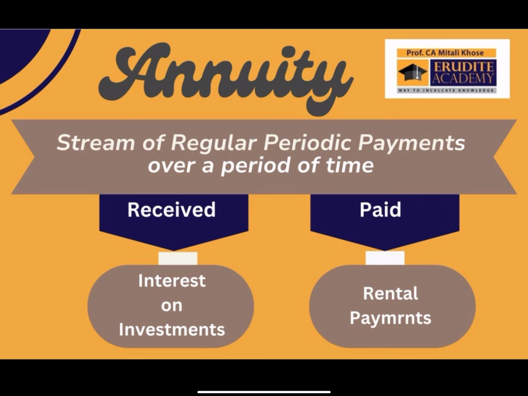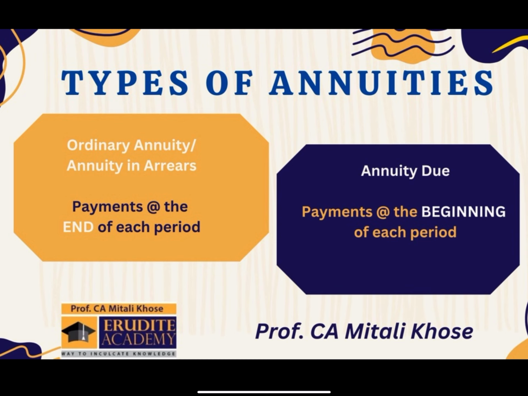Annuities can be of two types. First one is known as ordinary annuity. When payments are made or received at the end of each period, it is known as ordinary annuity. The other name for ordinary annuity is annuity in arrears. The other type is annuity due, wherein payments are made or received at the beginning of each year.